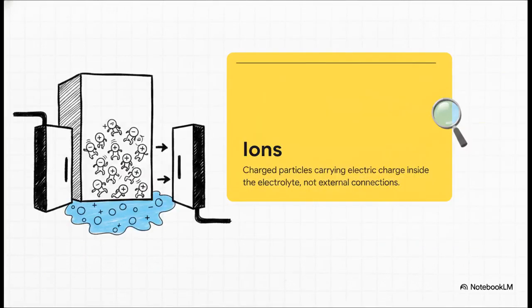Okay, let's interrogate our first suspect. Option A, ions. We can actually confidently eliminate this one right out of the gate. Why? Because ions are the people moving around inside the building, not the physical doors where the current enters or leaves. Yes, positive and negative ions are absolutely essential for moving the electric charge through the liquid, but they do not connect the cell to the outside circuit.